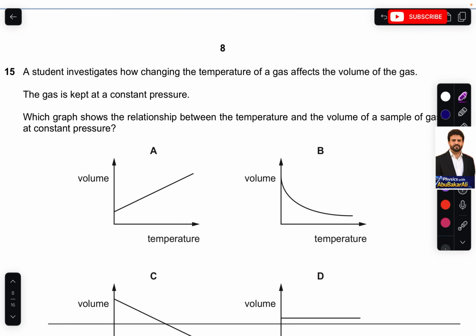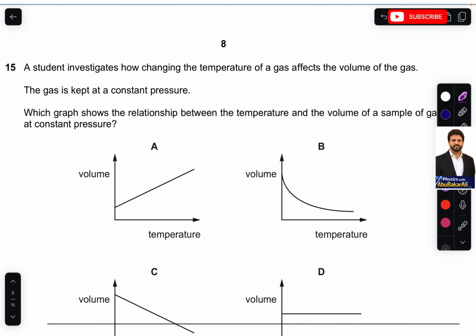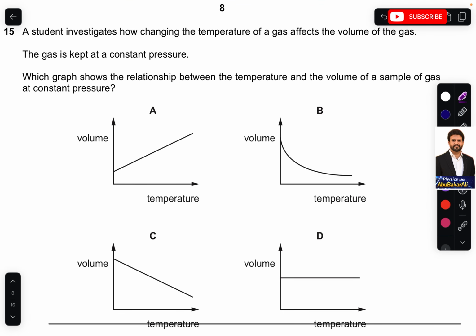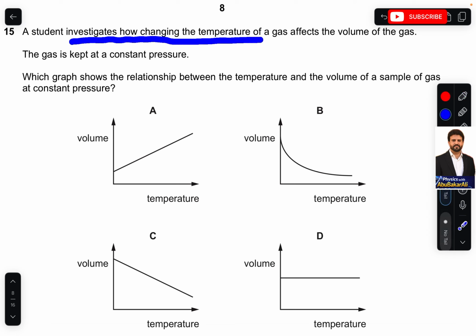So question 15, what do we have in it. Okay. A student investigates how changing the temperature of a gas affects the volume of the gas. The gas is kept at a constant pressure. This is important. This is temperature and volume. Which graph shows the relation between the temperature and the volume?